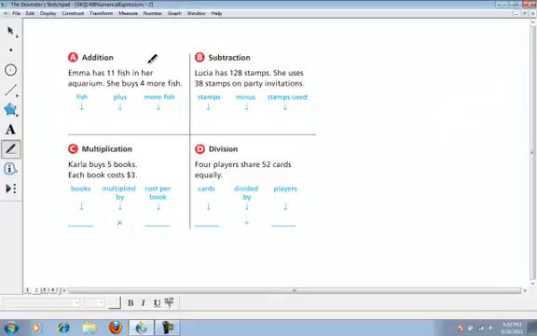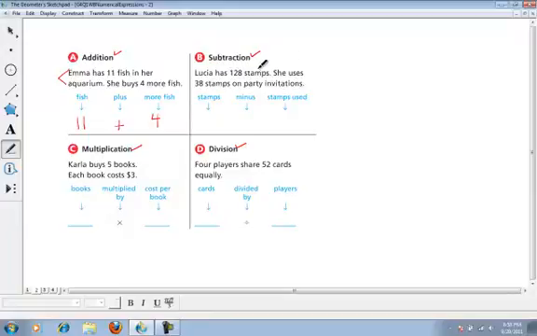Here's some more examples. We can write these when we're doing addition, subtraction, multiplication, and division. Let's look at how we can translate this situation into our math language and write a numerical expression. Emma has 11 fish in her aquarium. She buys 4 more fish. Well, Emma has 11 fish and she buys 4 more fish, so that shows that we're adding. This is our expression that represents, this is our math way of writing Emma having 11 fish and buying 4 more.